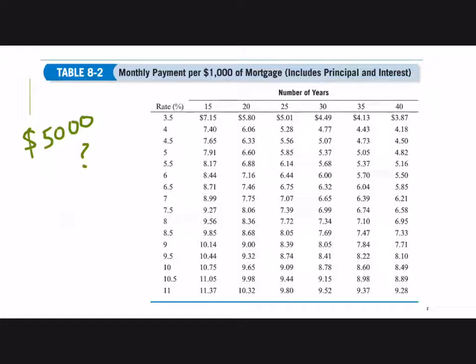Alright, so let's say you have a 6% interest rate and you take out a 30-year mortgage. Well, that means that this table shows us that for every $1,000 of mortgage, you would pay $6 per month. And so since you have a $5,000 house, you would just multiply that by 5, and your monthly mortgage payment will be $30. Alright, so a pretty low amount, but if you just have a tiny house and you're paying it off over 30 years, that's what you would pay.